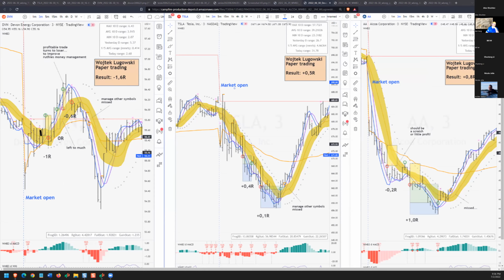This little PSAR flip, we should be long here and exiting here on one trade. And then PSAR flip right here. We should be short here. When you get that kind of move, we should be out here. So we should have that trade.